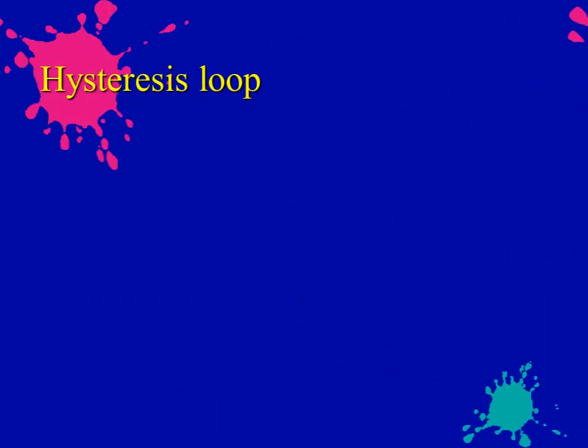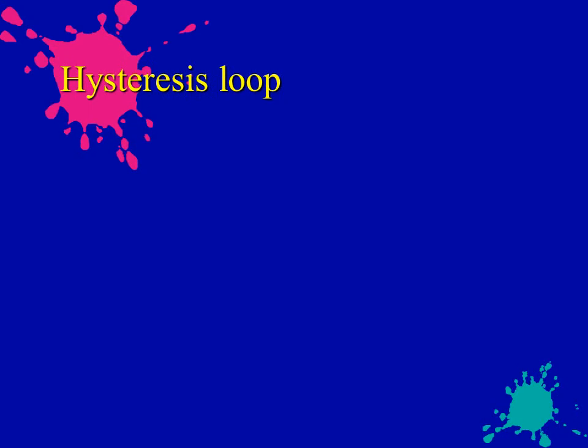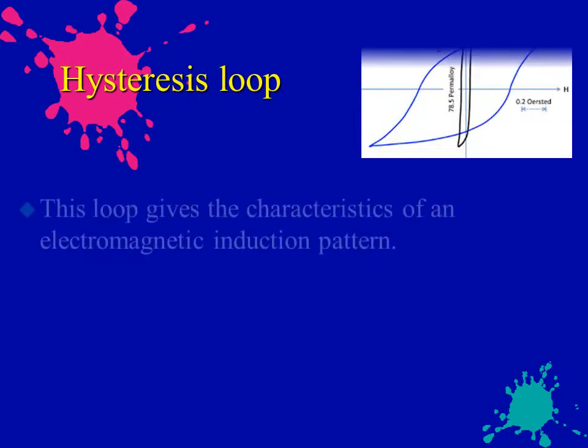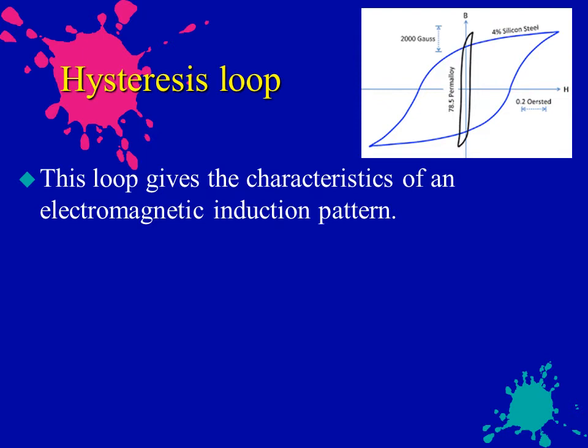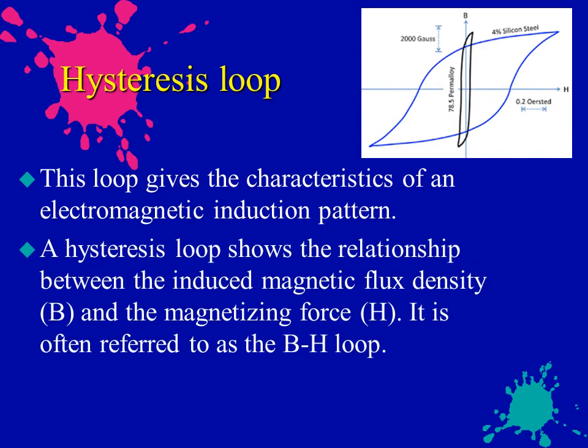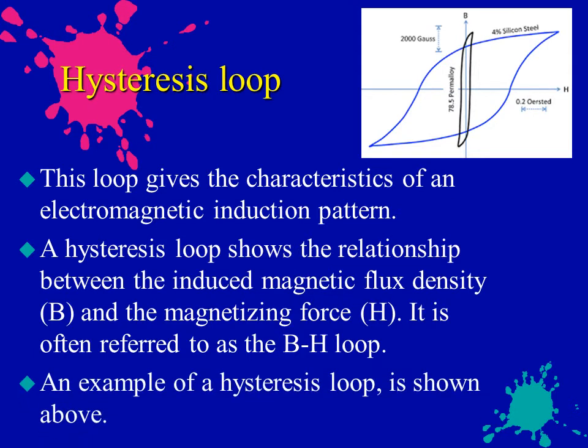What is the hysteresis loop of magnetic material? This loop gives the characteristics of an electromagnetic induction pattern. A hysteresis loop shows the relationship between the induced magnetic flux density, that is B, and the magnetizing force H. It is often referred to as the BH loop. An example of a hysteresis loop is shown above.